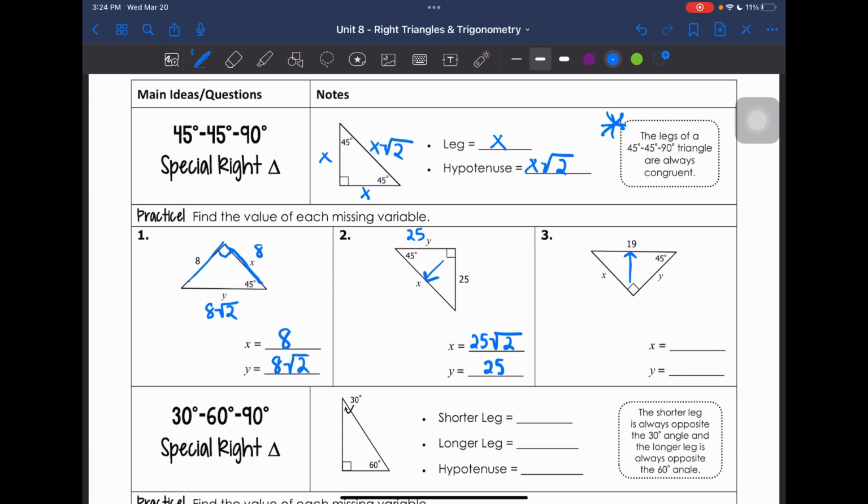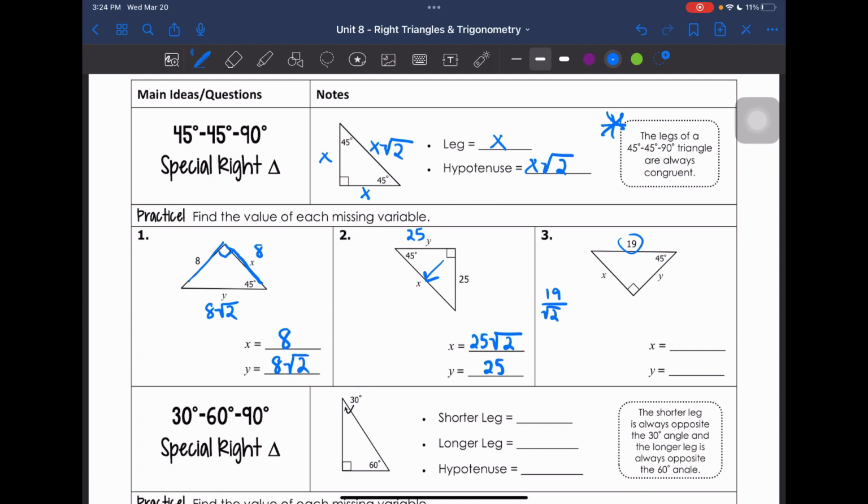But if you think about it, whatever this number is, we just multiply it times root 2 to get this number. That's what we did here. We took 25. 25 times root 2 is just 25 root 2. And that's what our hypotenuse would be. So if we want to work backwards, we have to take this number and divide it by root 2. So 19 divided by root 2.